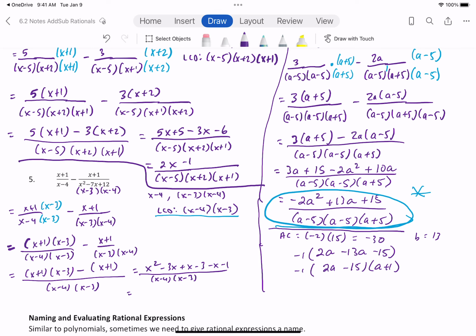So if we clean that up, we have one squared term. Negative 3x and x is negative 2x. And another negative x is negative 3x. And then we have negative 3 minus 1 is negative 4.